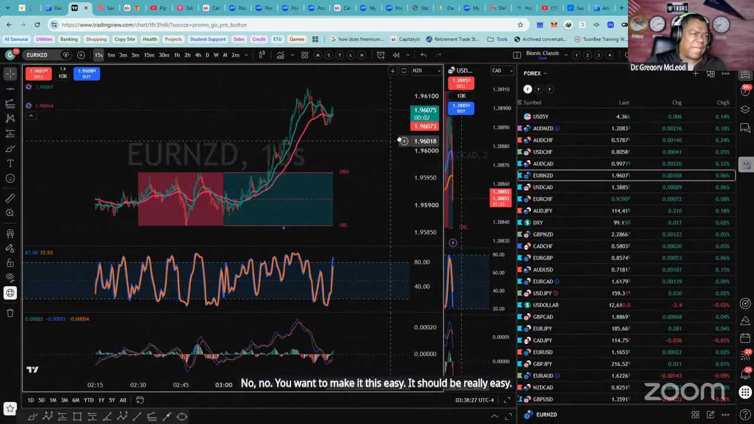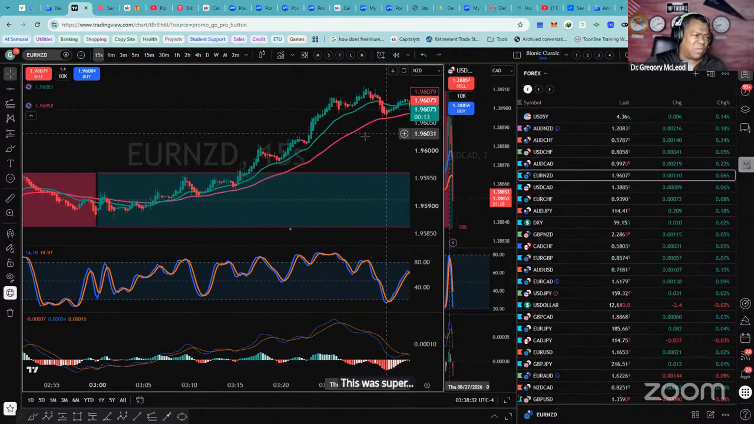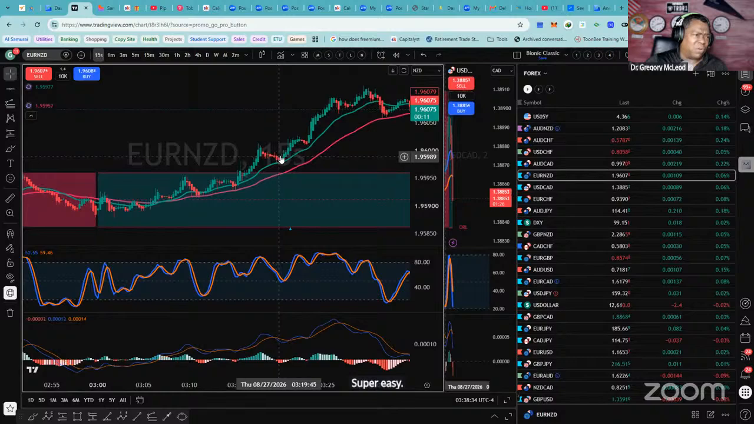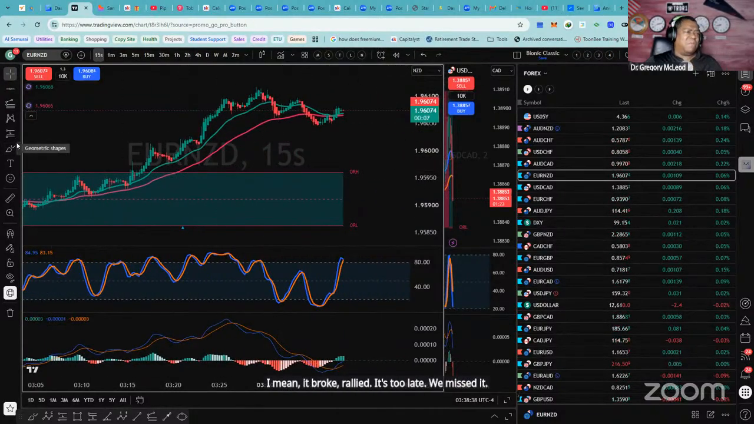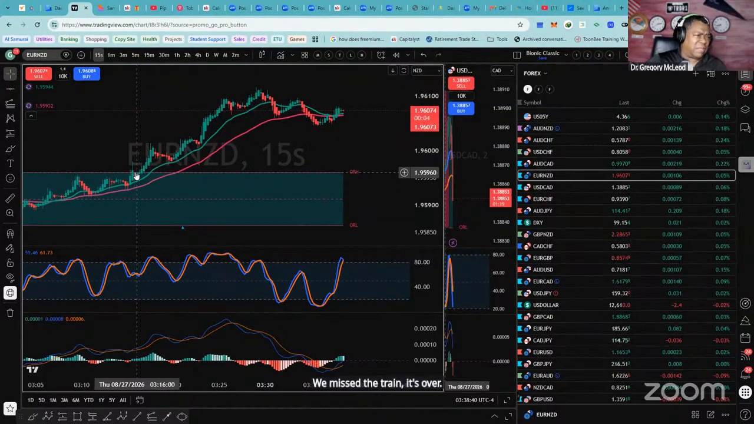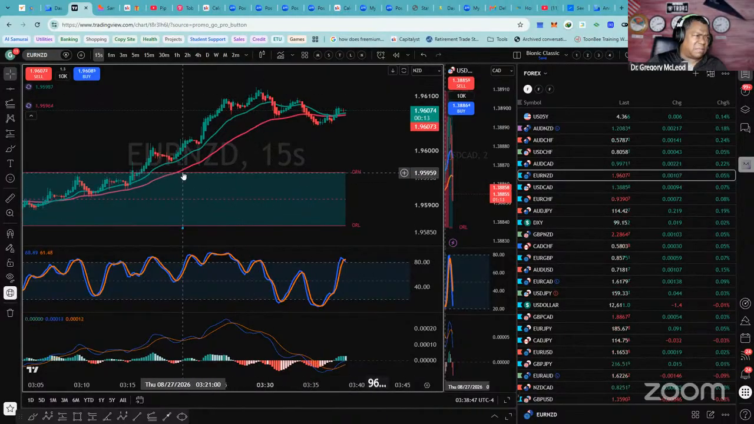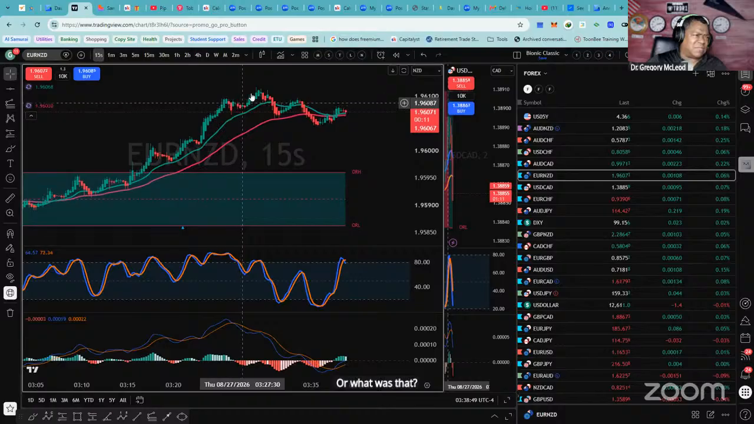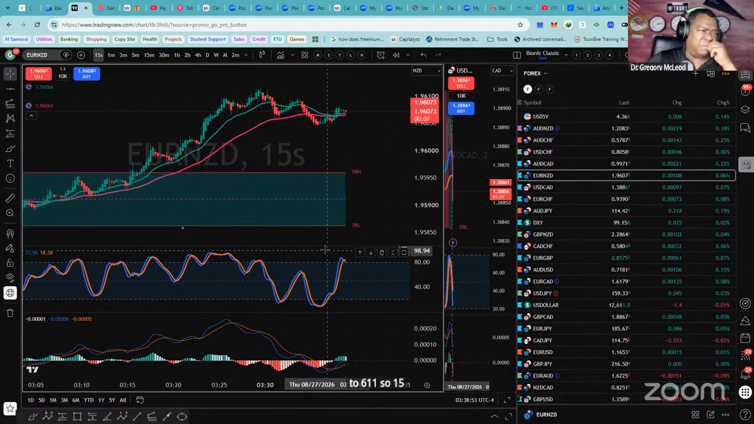Like this one was like, okay. This was super, super easy. I mean, it broke, it rallied. It's too late. We missed it. We missed the train. It's over. But 596 to 611. So 15. It was a 15 pip move.